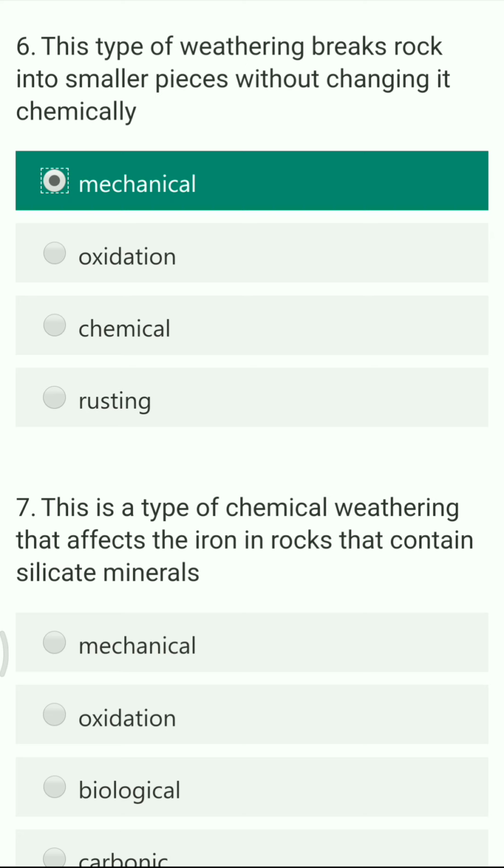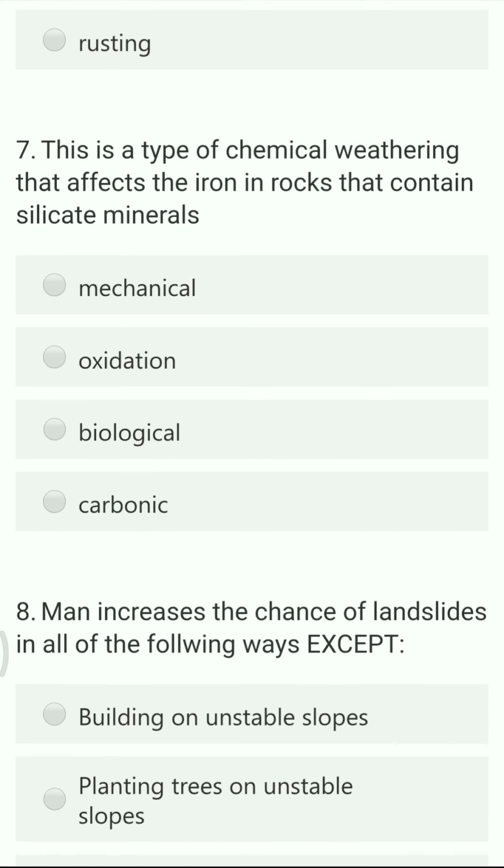But in the case of chemical weathering, before weathering the rock has different properties, and after weathering you will see the color has changed, even the properties of the rock have changed. This means there is a change in the composition of the rock. So this is the difference between mechanical and chemical weathering.